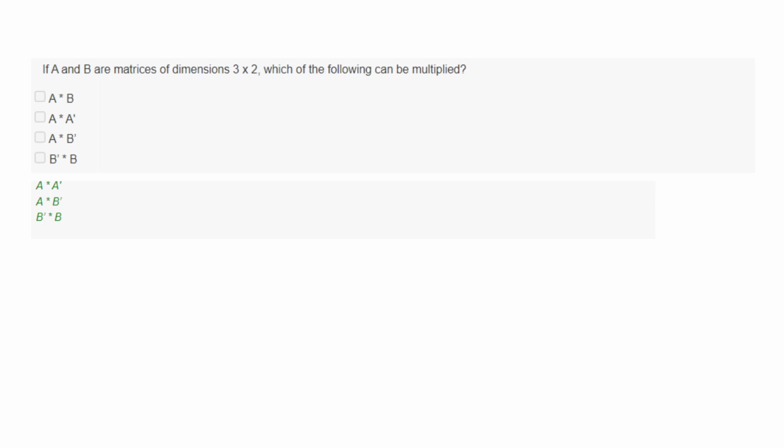A and A transpose. Now A will be 3 by 2, A transpose will be 2 by 3. So if you multiply, you have the number of columns from the first matrix equal to the number of rows of the second matrix, so you will have a 3 by 3 matrix.